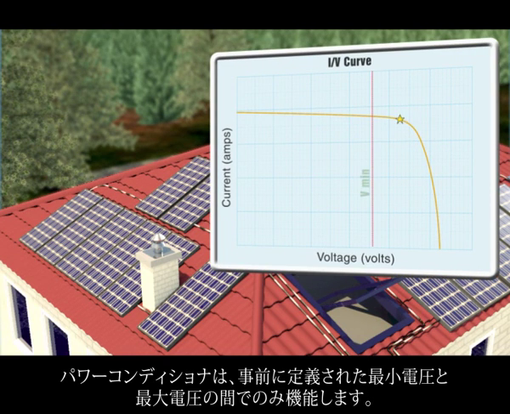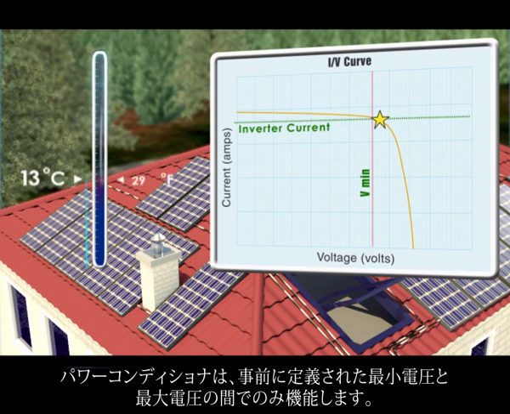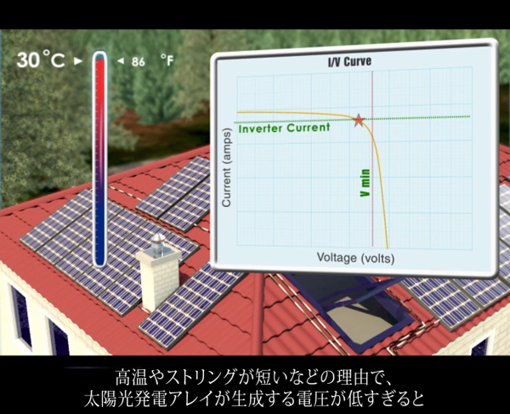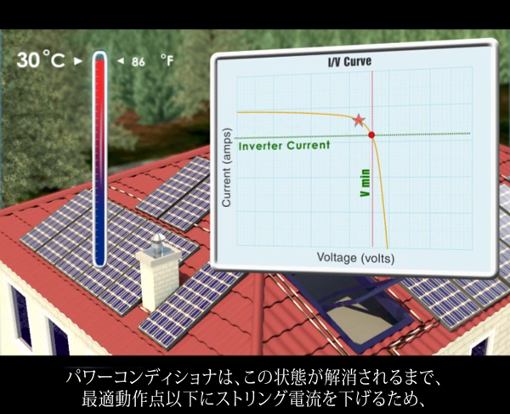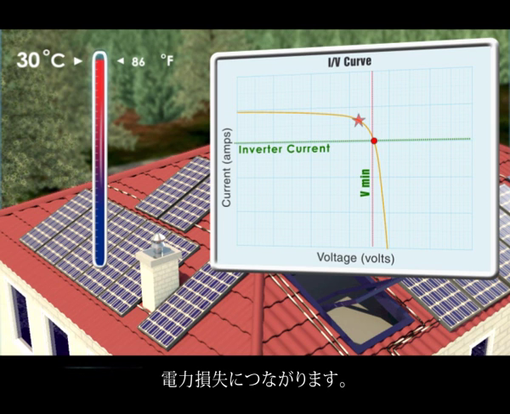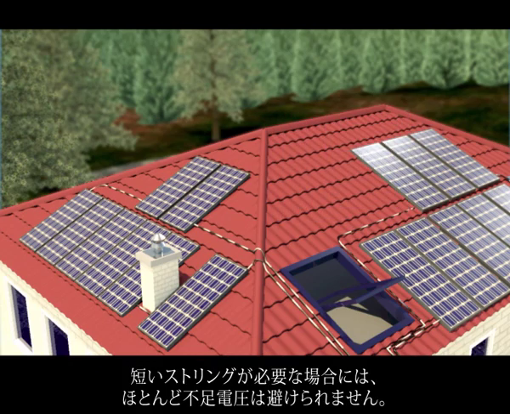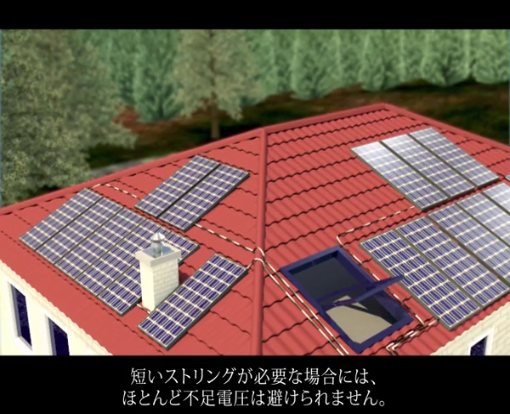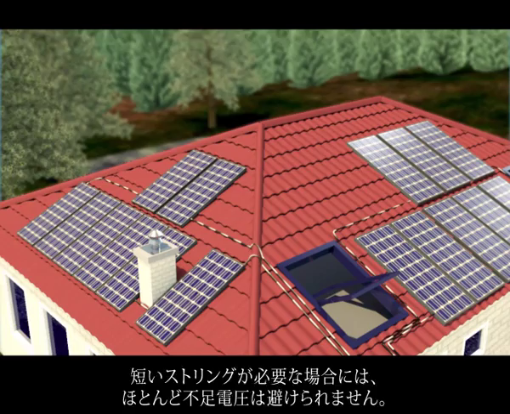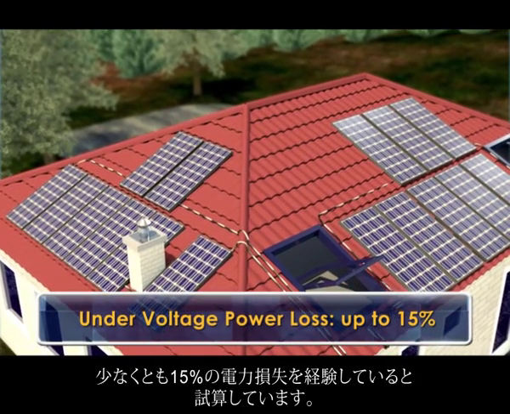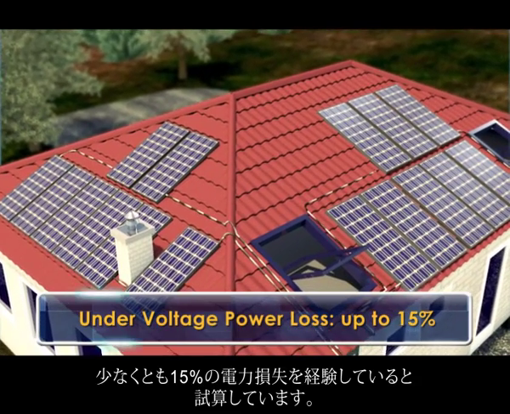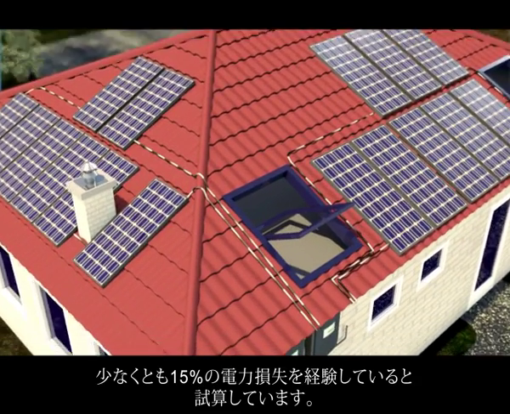Inverters will only function between a predefined minimum and maximum voltage. If the solar array produces too little voltage, for example, due to high temperatures and short strings, the inverter will reduce the string current below the optimal operating point until this situation is resolved, resulting in power loss. Undervoltage is unavoidable in many cases where short strings are required. A survey estimated that over a quarter of PV installations in California experienced power losses of at least 15% due to undervoltage.